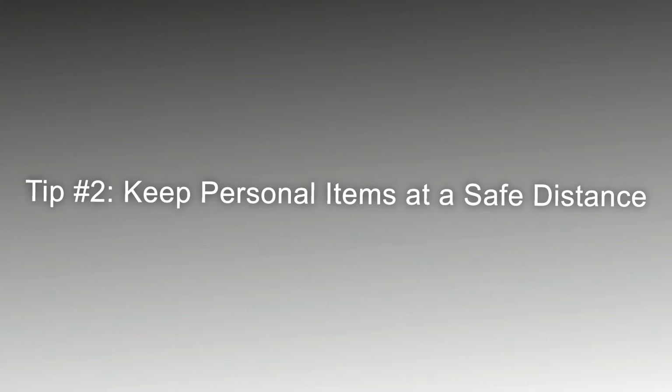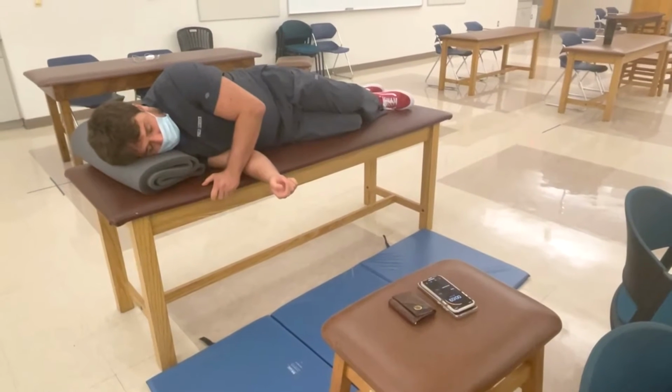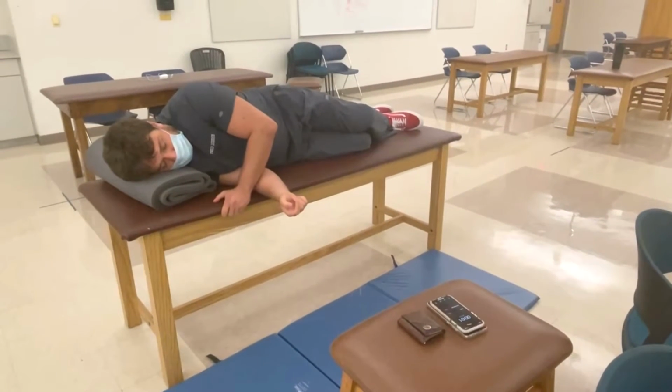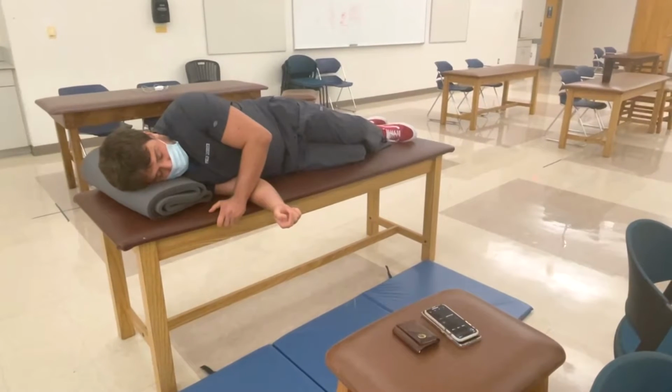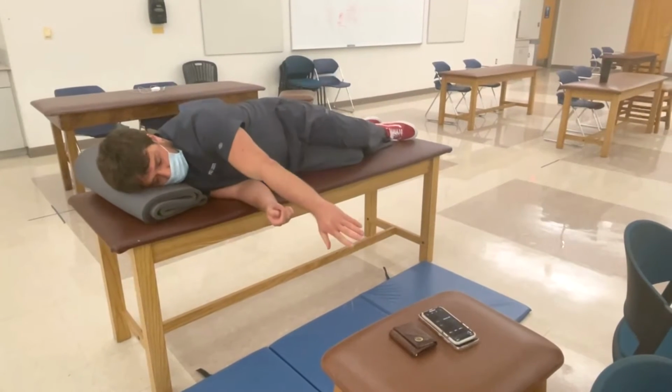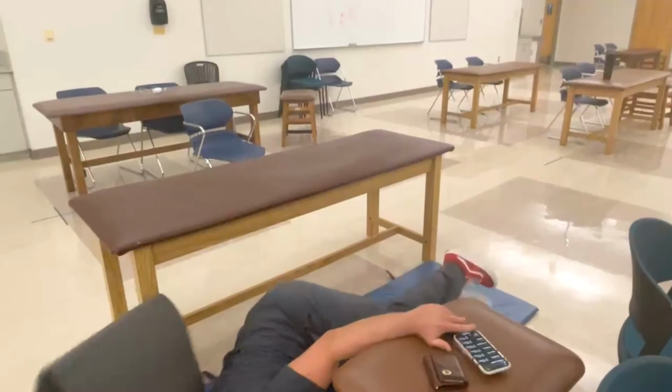Tip number 2 is to keep personal items at a safe distance. When a caregiver is not present, patients must be able to reach their belongings on their own. If what they're trying to reach is too far, they may lose their balance trying to grab it and fall. Often, patients don't realize that they can't safely reach the object until it's too late.